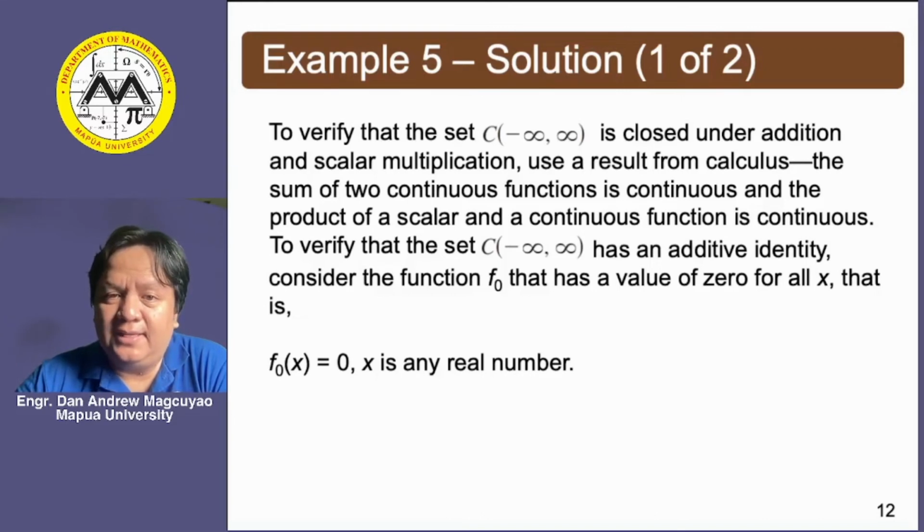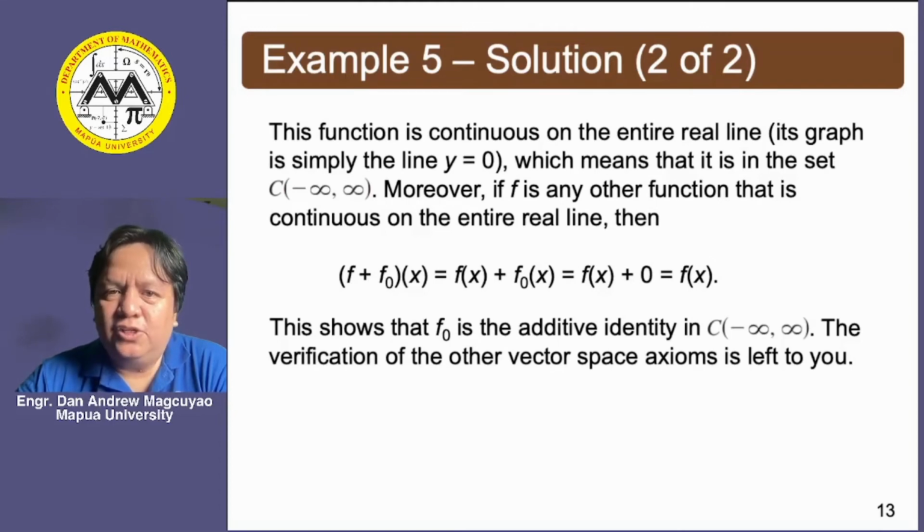To verify that the set C from negative infinity to positive infinity has an additive identity. So the additive identity is like the inverse: if you add it to the negative of that number, the result would be 0. So consider the function f sub 0 that has the value of 0 for all x, that is f sub 0 of x is equal to 0, where x is any real number. This function is continuous on the entire real line.